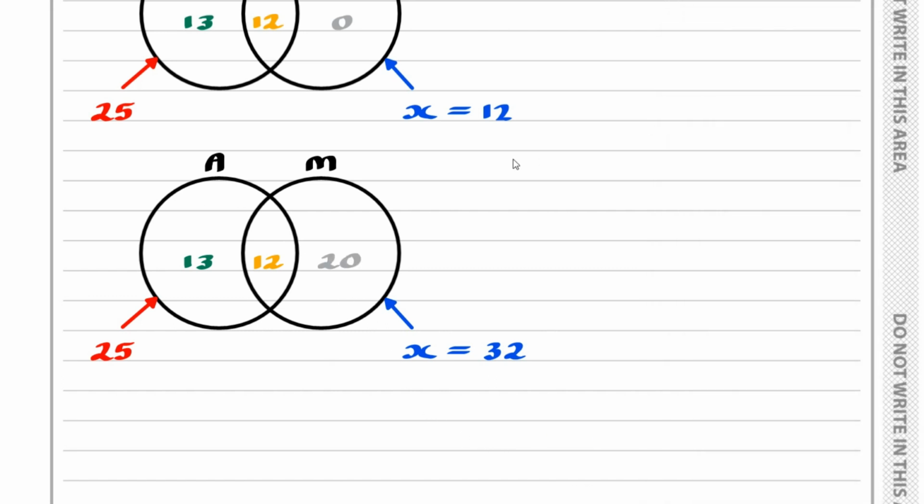So, we've got the smallest possible value of x, that's with no students studying music only, or the largest possible value of x being 32, that's with 20 students studying music only, which means 12 is less than or equal to x, which is less than or equal to 32.